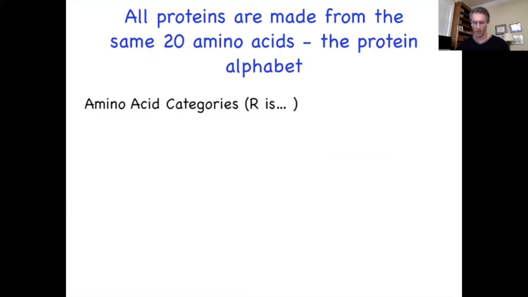So one of the ways that helps me remember the different amino acid properties is I group them into sort of like 7 categories. The first is a set of aliphatic amino acids. Second, there are some aromatic amino acids. Third, cyclic amino acid.